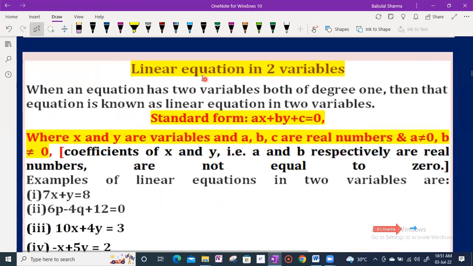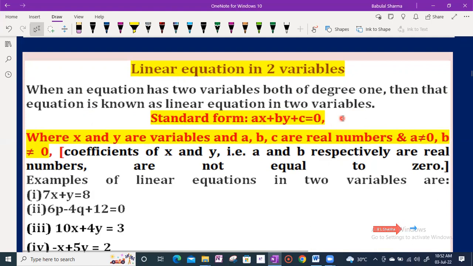And now we come to linear equation in two variable, जो हमारा chapter है, that is linear equation in two variable. देखिए, see here. When an equation has two variables, both of degree 1, then that equation is known as linear equation in two variables. And its standard form is, means the standard form of linear equations in two variable is ax plus by plus c is equal to 0.